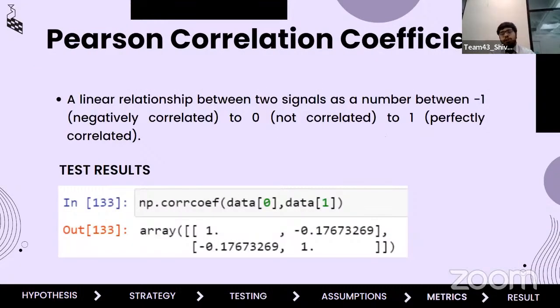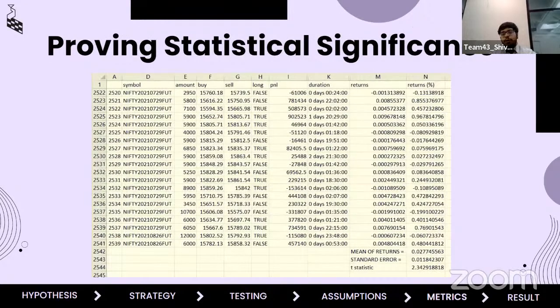We now use the Pearson correlation coefficient, which in this case is found to be minus 0.17. It proves that both are negatively correlated. To show a stronger statistical significance of our opposing time series, we now use the t-statistic, which is calculated using the mean and standard deviation of the estimator, which in turn was calculated in Excel using the transaction logs of our 3-year period backtest, which was obtained from Blueshift.